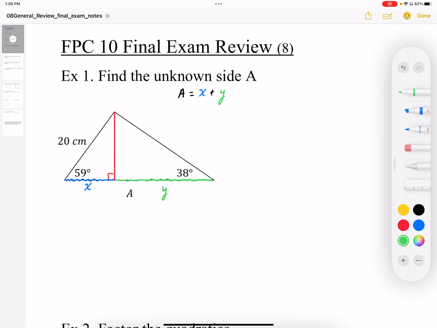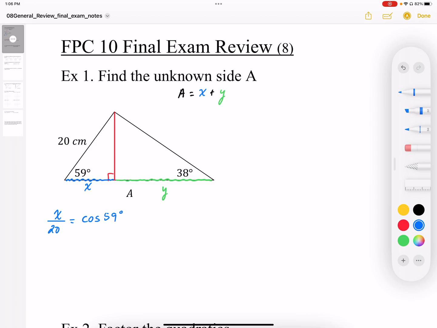To find x first, we're going to use our trig. We have 59 degrees, we have adjacent and hypotenuse. So SOH CAH TOA: CAH is adjacent and hypotenuse, so that's cosine. So we're going to write the ratio x over 20 centimeters is going to be equal to the cosine of 59 degrees.